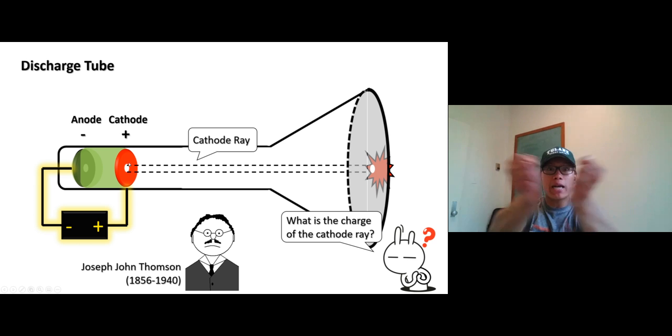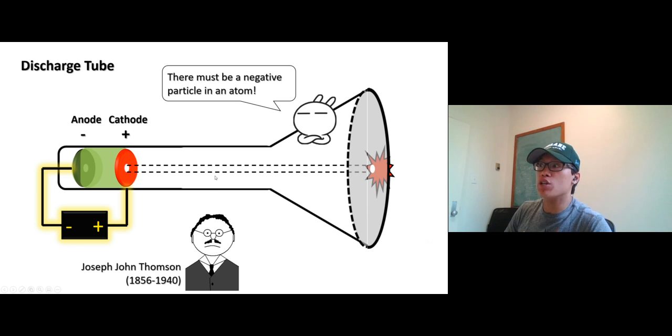Negative. Good. Positive and negative, they attract, right? Same charge, they repel, but opposite charge, they attract. So this cathode ray is going to be a negative particle. They don't know yet what it is. It is an electron. Well, we know that's an electron.